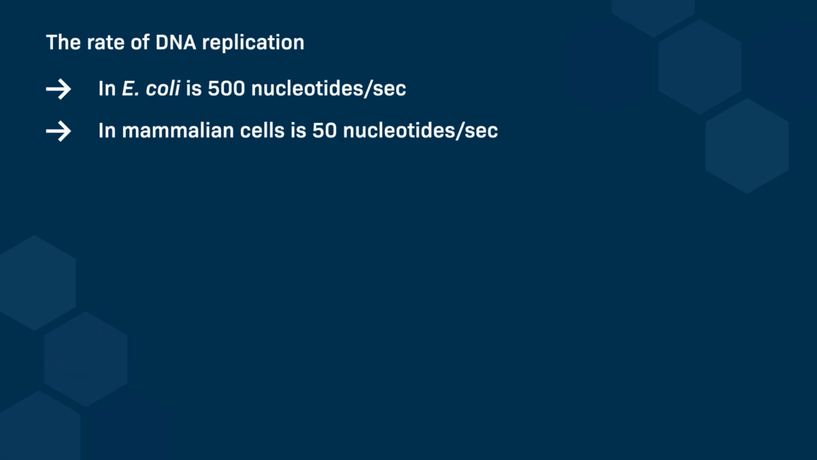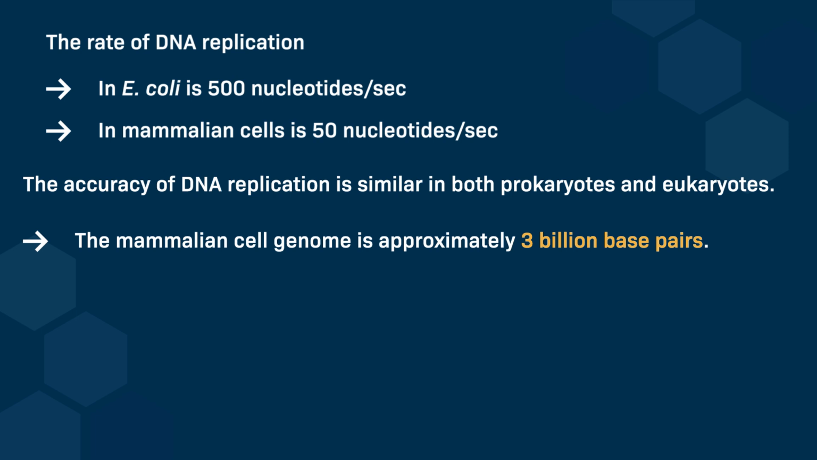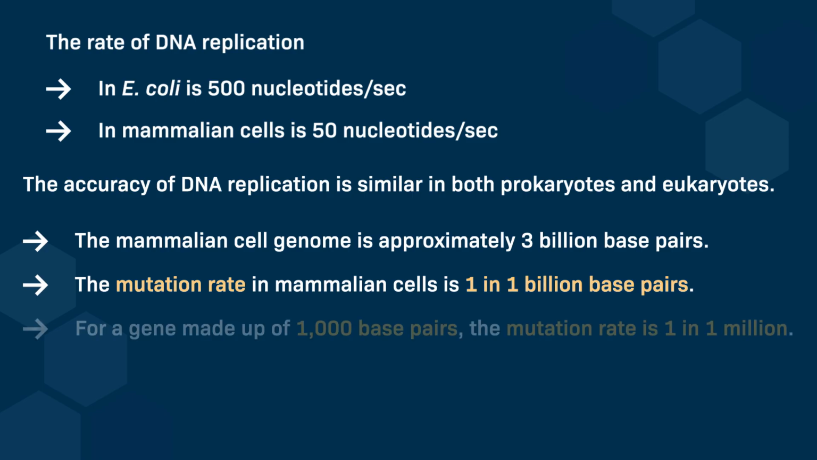Despite the difference in replication speed, the accuracy of DNA replication is similar between prokaryotes and eukaryotes. For instance, the genome of a mammalian cell is about 3 billion base pairs, and the mutation rate per round of replication is 1 in a billion. This means that for a gene that consists of 1,000 base pairs, the mutation rate is 1 in a million.